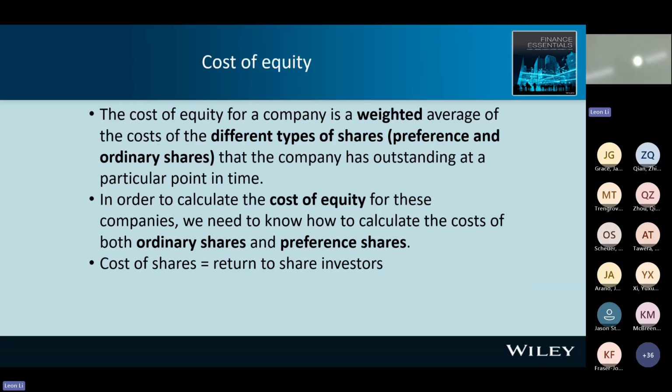Okay, our slide. The cost of equity for a company is a weighted average of the costs of different types of share. So please refer to our share chapter. Right? You know we have preference share and ordinary share. So again, the idea is weighted average. We have cost of preference share, cost of ordinary share, then add them up using weighted average. All right. So in order to calculate the cost of equity for this company, we need to know how to calculate the cost of both the ordinary share and the preference share.